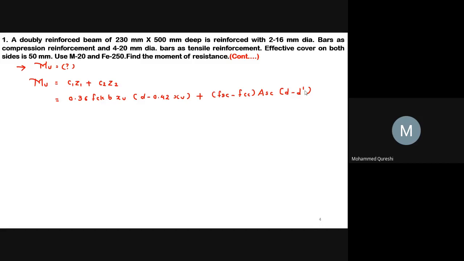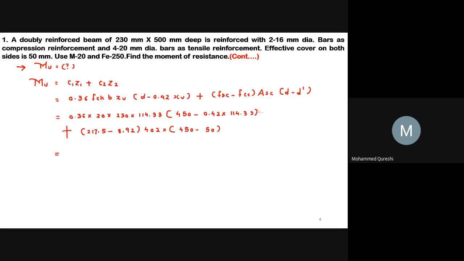So after putting the values, we will get the value of Mu as 0.36, fck is given as 20, width is 230, and the value of Xu we had calculated in the first step as 114.33, into the value of d as 450 minus 0.42 into 114.33, plus Fsc 217.5, Fcc 8.92, Asc 402 into d minus d dash, that is effective depth is 450 and compression cover is 50.